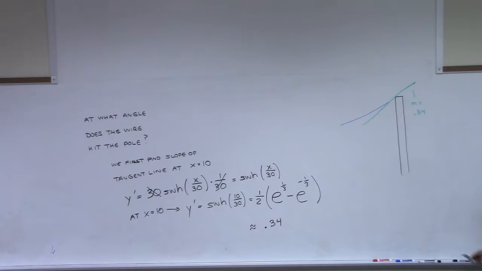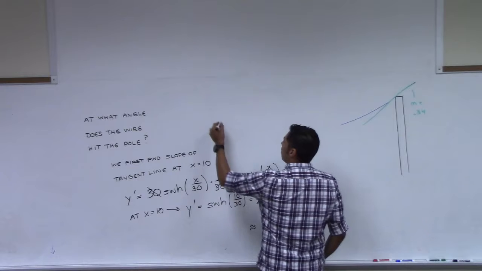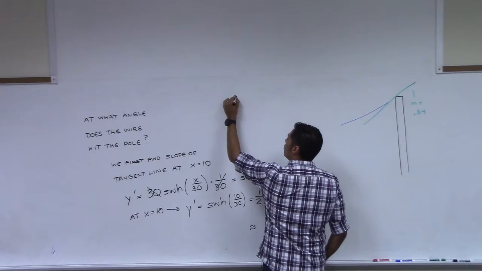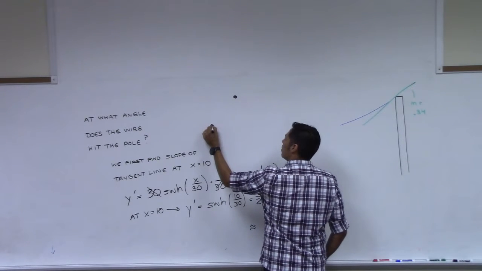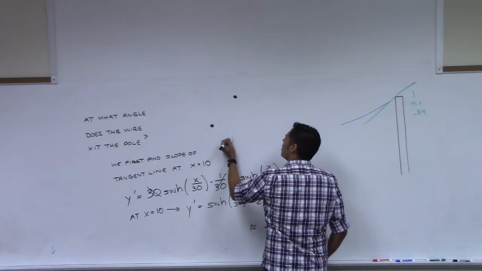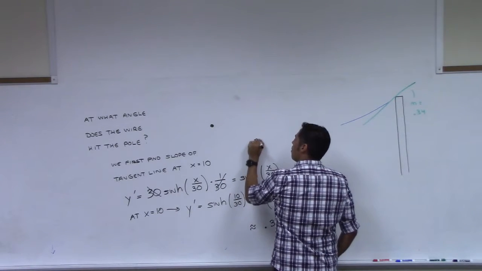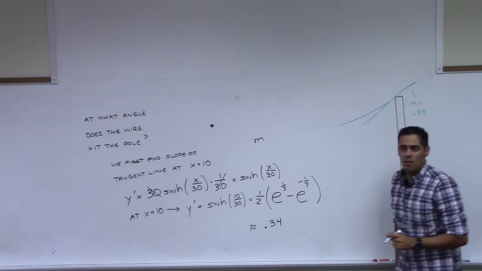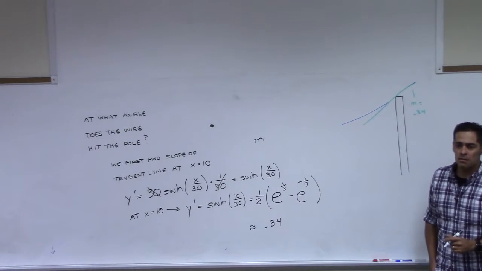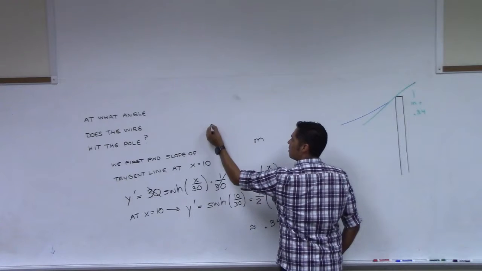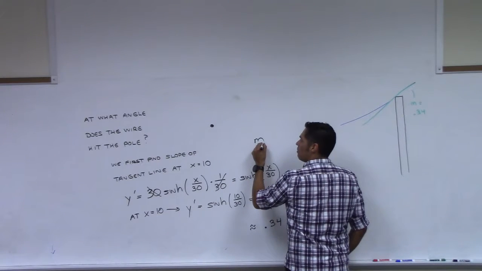But that does not tell us the angle. So how can I get the angle? I'll give you another hint. What if I give you a point and I give you a slope? How do you get to another point on that line? I start with this point and I use the slope. The slope is rise over run.